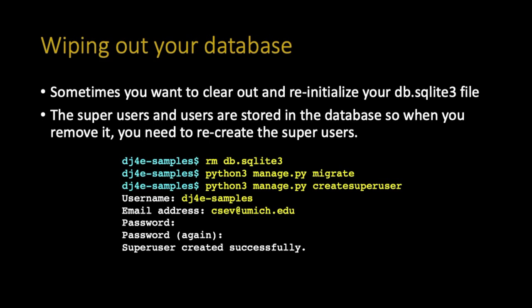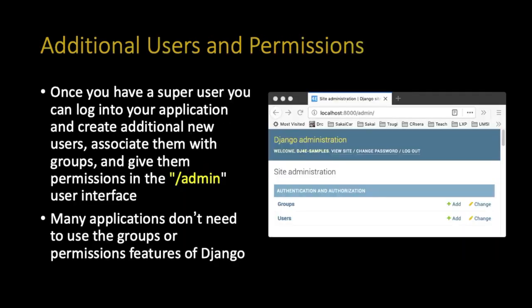That's got rid of all your users, all your super users, any data you've put in, it's gone. And then you have to wake it back up with a bunch of empty tables with a manage.py migrate, and you'll see all those things. Lots of lines come out at that point. I didn't include them. And then you're going to have to create your super users again. So just if you wipe your database, you got to recreate your super users.